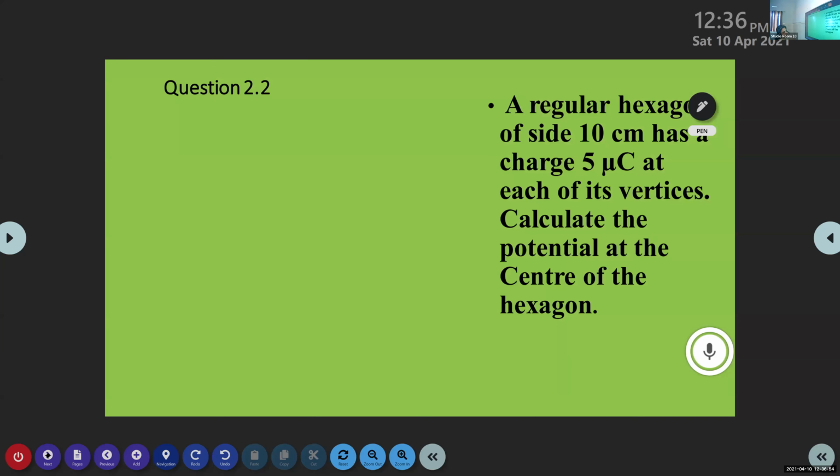So this is the next question. A regular hexagon of side 10 centimeter has a charge 5 microcoulomb at each of its vertices. Calculate the potential at the center of the hexagon. So here we need to consider a regular hexagon. Since it's a regular hexagon, all of its sides are equal. It is 10 centimeter. And at the vertices, we are placing a charge of 5 microcoulomb. So first of all, we want to consider a regular hexagon. So draw a regular hexagon.